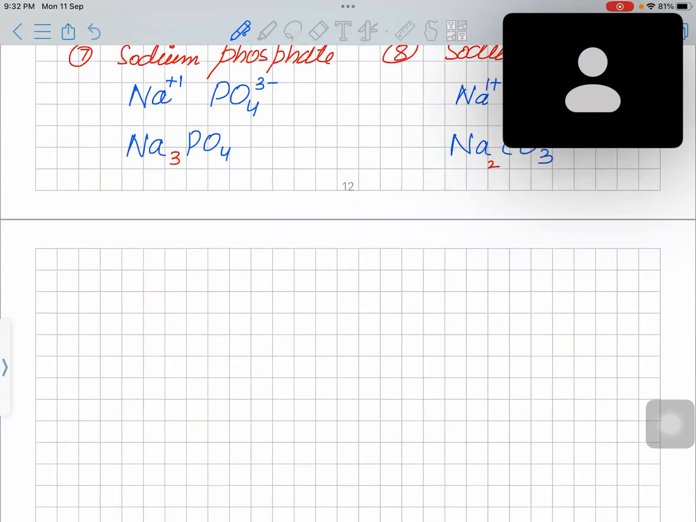Now how to write? Topic is how to write chemical equation.